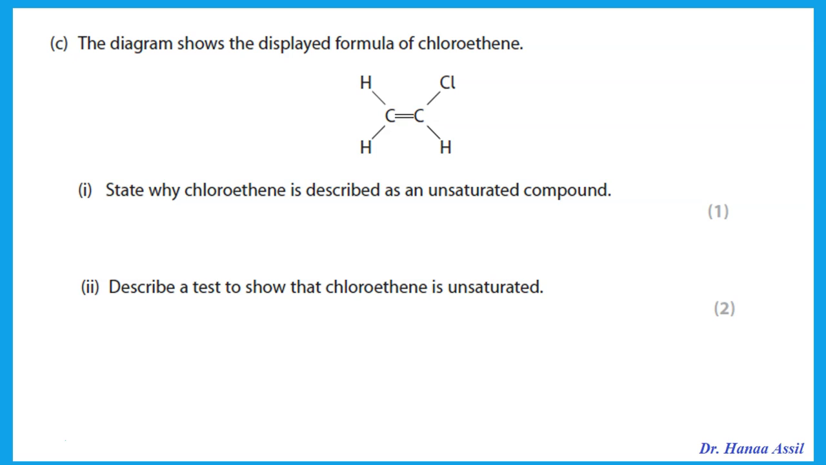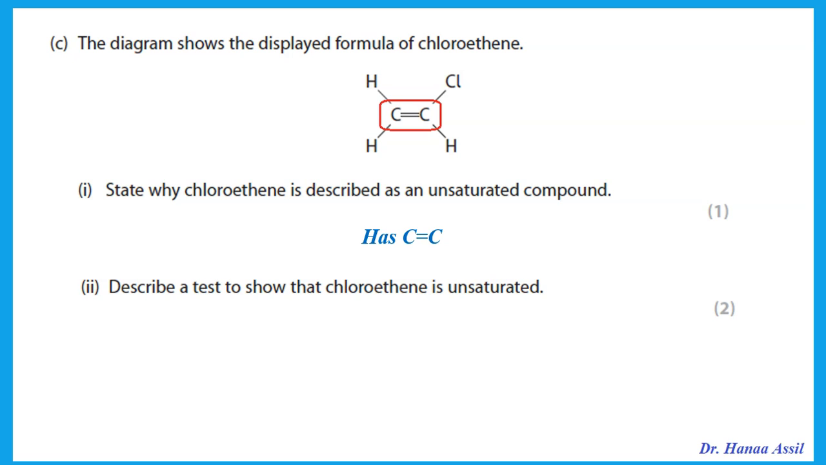The diagram shows the displayed formula of chloroethene. State why chloroethene is described as unsaturated. What does unsaturated mean? You should realize that unsaturated means it has a C double bond C. It has a double bond between carbon atoms, not a double bond between carbon and oxygen, for example. The carbon double bond makes the compound unsaturated.